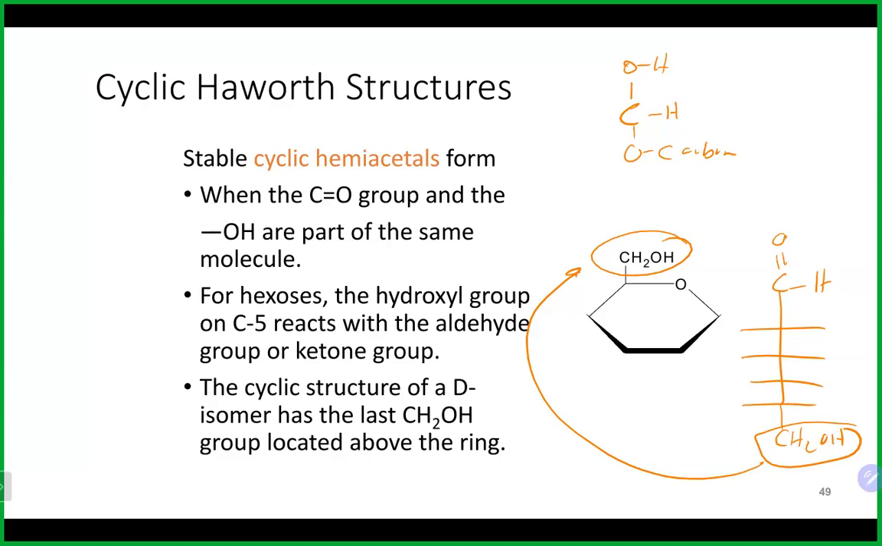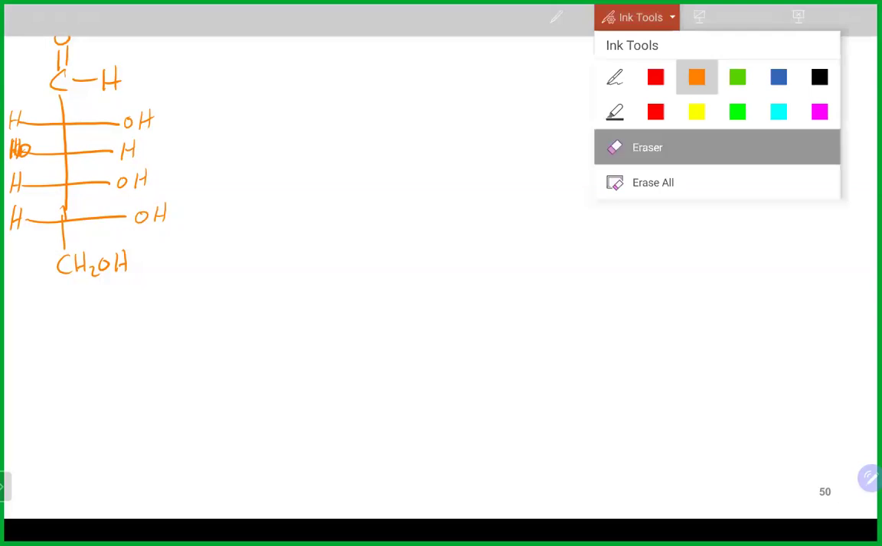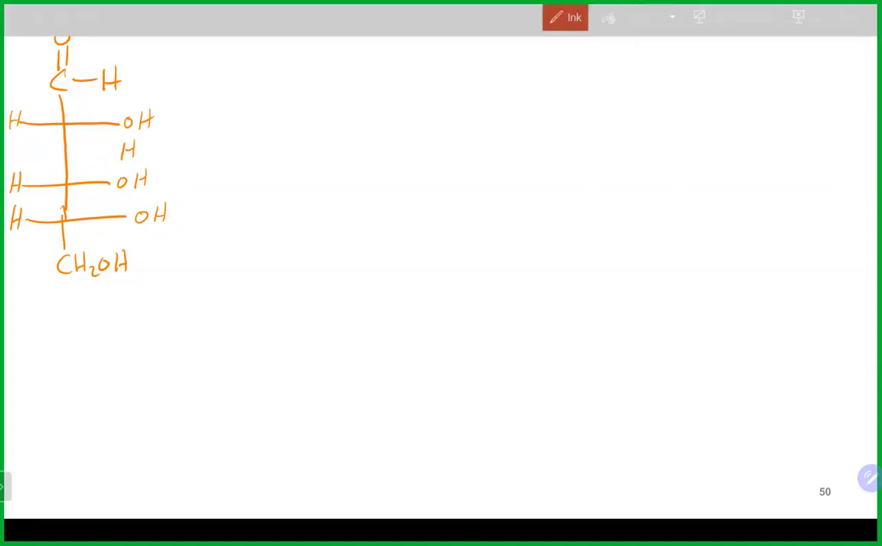So let's talk about how we actually do this. Let's talk about the steps. Let's just make up a fake carbohydrate here to draw, and we'll make up some groups just for fun. So let's say we have this carbohydrate and we want to draw it in its ring form. Let's put it back together.